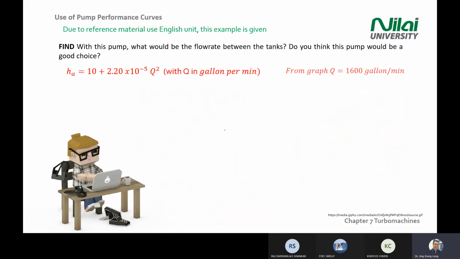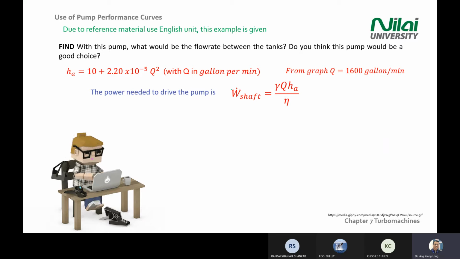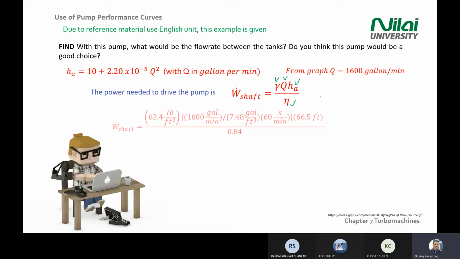Let's move on. So how do we calculate power? Very straightforward. You use this equation. The power equation is power, capital W dot, equal to specific weight times Q times HA divided by efficiency. The efficiency you read just now from the graph. This one from the table. This one you calculate. This one also from the graph. This one also from the graph. Q is 16,000. HA just now is 8 point something. All right, then you calculate now.